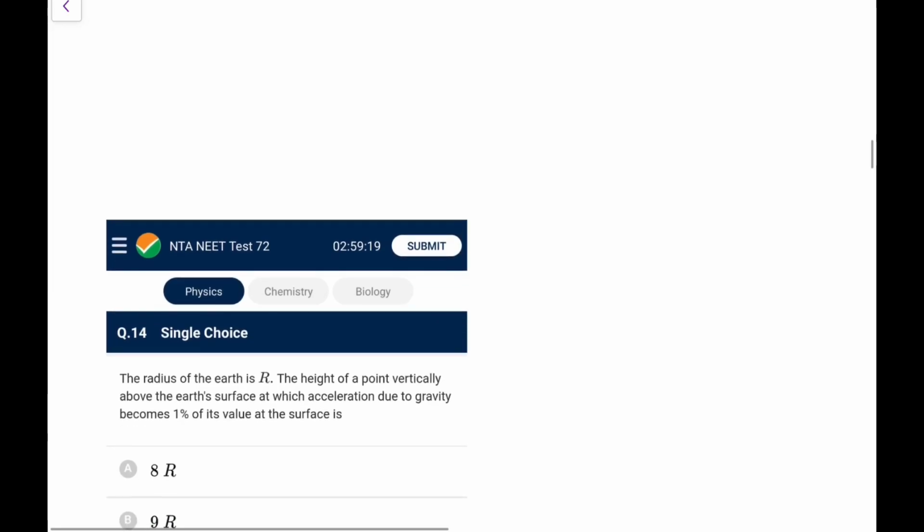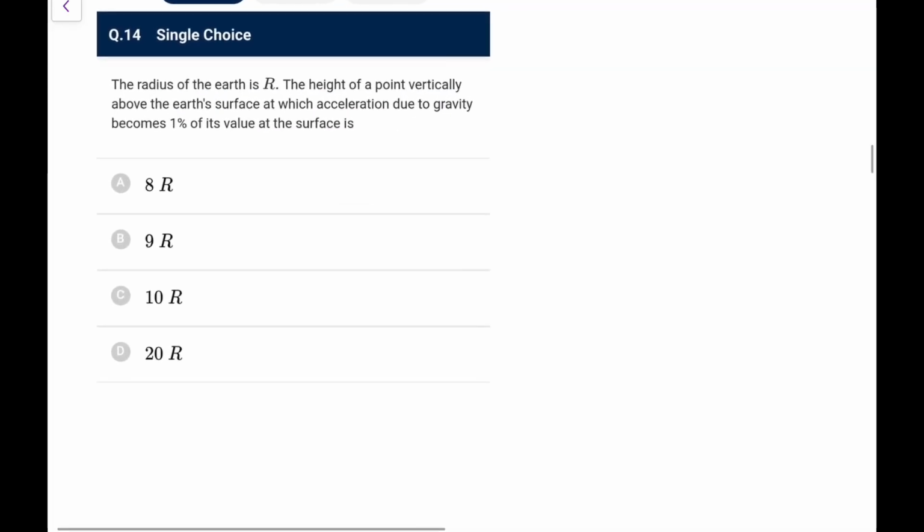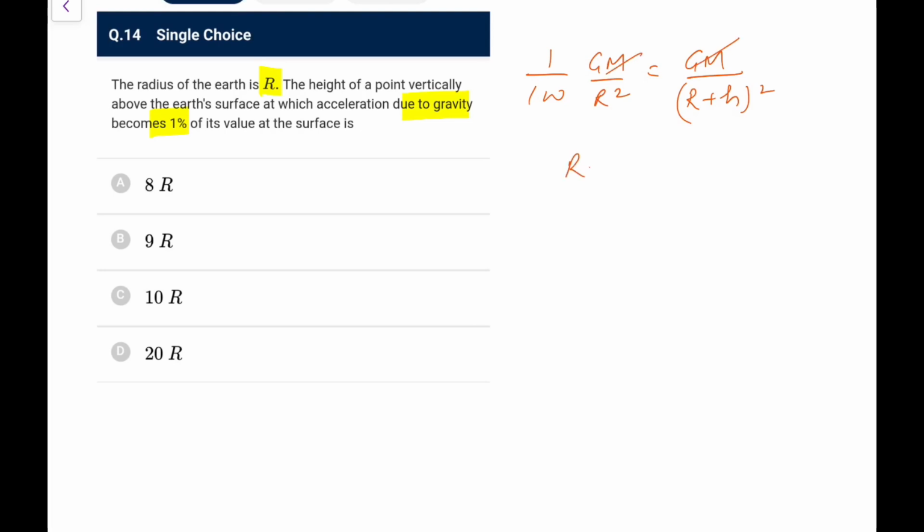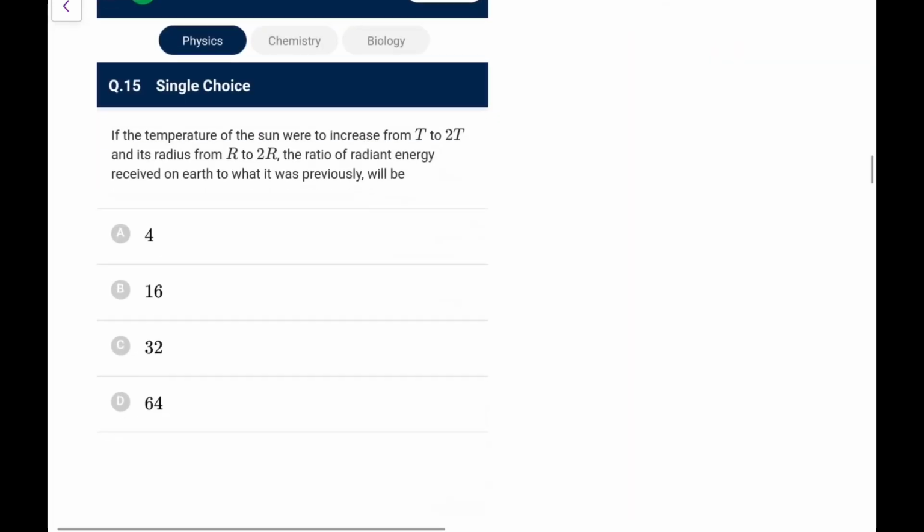Next one. I don't know how many times this has come. The radius of the Earth is r. Find the height of a point vertically above the Earth's surface at which acceleration becomes 1% of its value at the surface. So it becomes 1% of the surface value, that is 1 upon 100 into GM by r square, and that would be equal to GM by r plus h whole square. So r plus h whole square equals 100 r square. Take the root, r plus h comes out as 10r. So h you can directly write as 9r, because height is asked. If the distance from the center had been asked, it would have been 10r. So both are easy questions from gravitation.